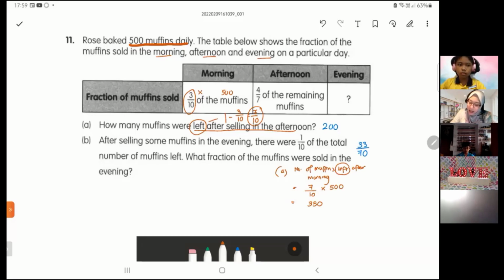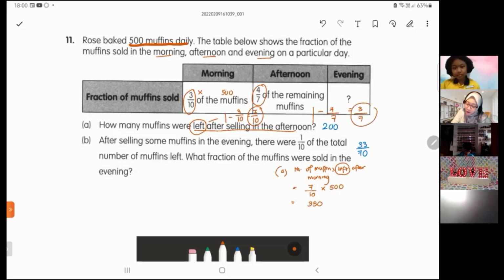Okay, this is my leftover after morning, but I don't want that one, right? So in the afternoon, they say that 4 over 7 of the remaining muffins were sold. So right now, I want to find my evening leftover, left after selling in the afternoon. Again, leftover. So I take my 1 whole, take away 4 over 7, which equals 3 over 7. So this is what I want to find.